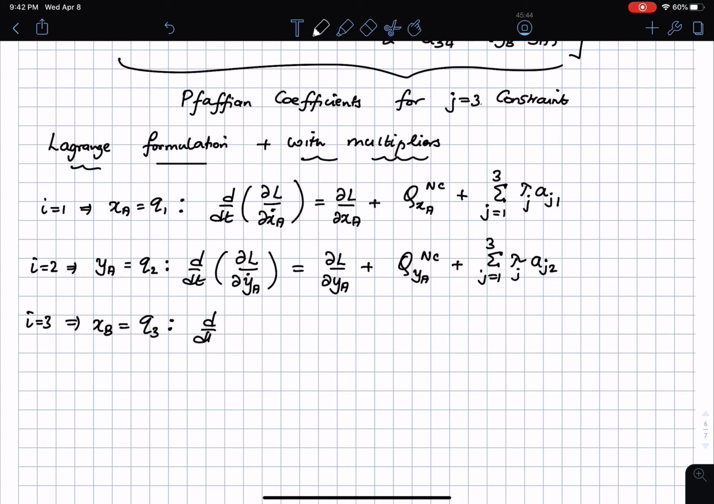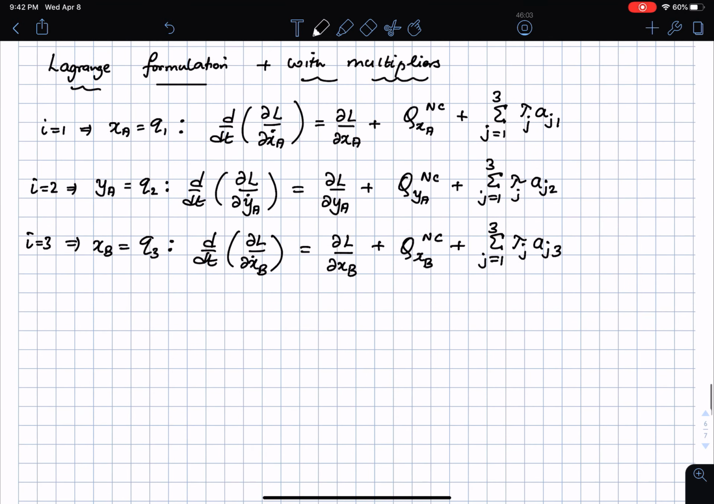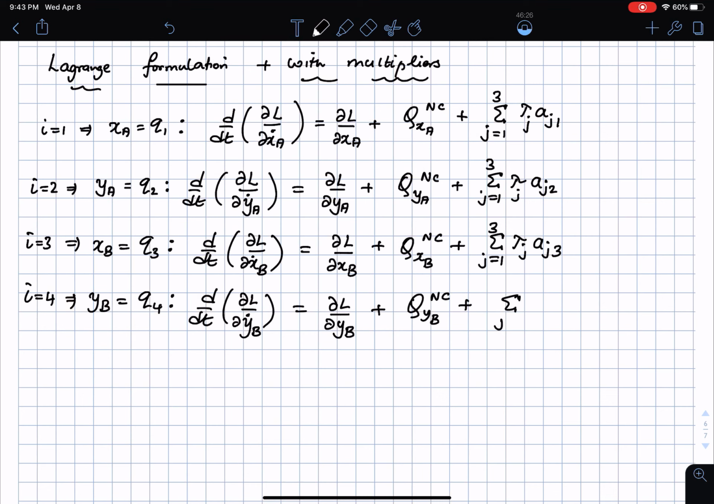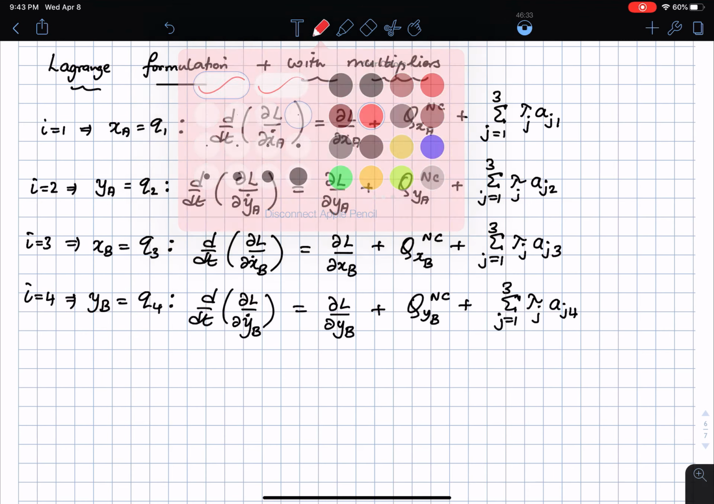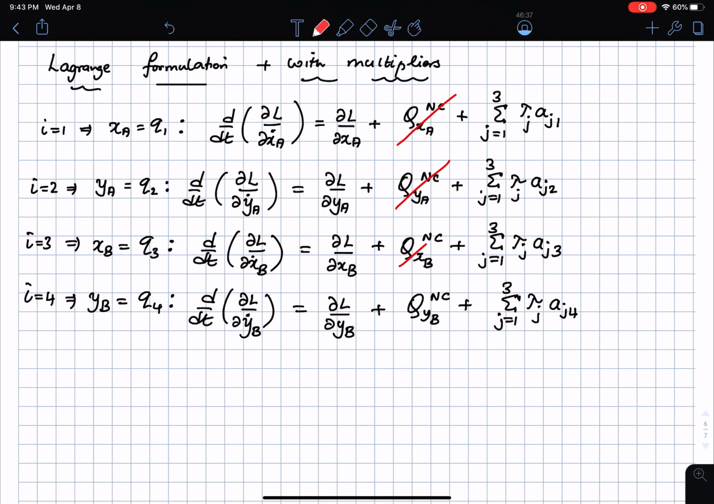So the equation becomes d/dt of ∂L/∂xb-dot equal to ∂L/∂xb plus Q_xb nc, plus the summation over j from 1 to 3 of lambda_j a_j3. And lastly i equal to 4 is yb, which is q4. This is d/dt of ∂L/∂yb-dot equal to ∂L/∂yb plus Q_yb non-conservative, plus the summation over j from 1 to 3 of lambda_j a_j4. Lots of things are going to get cancelled off. I don't have any non-conservative forces, so I'm going to knock off all of these terms right there.